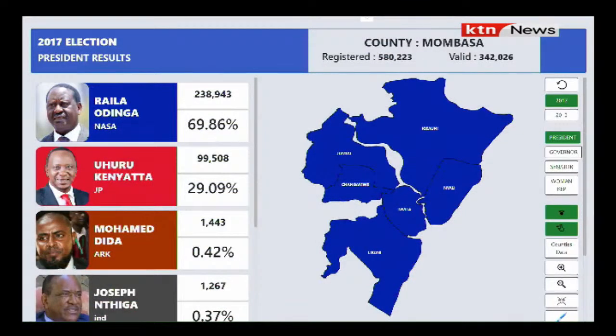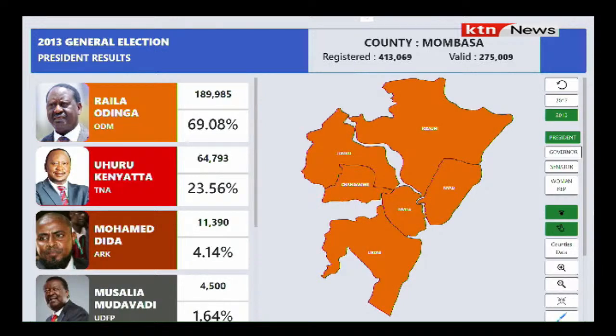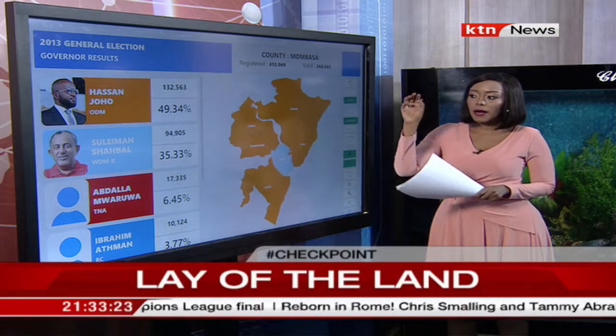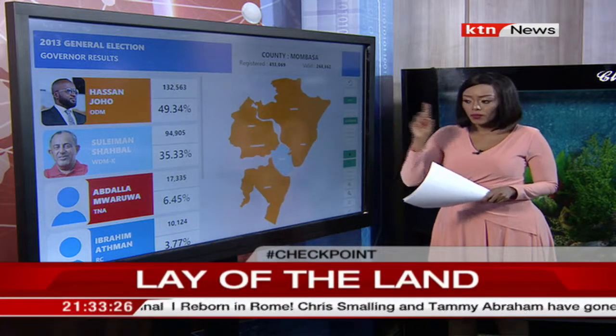But before we go there, this is how Raila has fared in the past elections. In the last one, huge win for him, 238,943. A second for Uhuruto was 99,508. In 2013, again, it was an orange flooding of Mombasa politics, with Raila carrying the day. When we come to the governor races, as I mentioned, Hassan Joho, he's exiting.